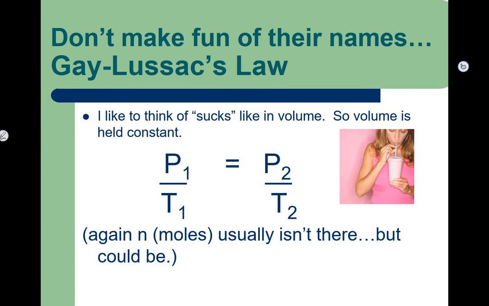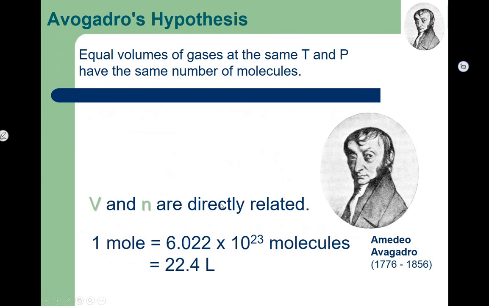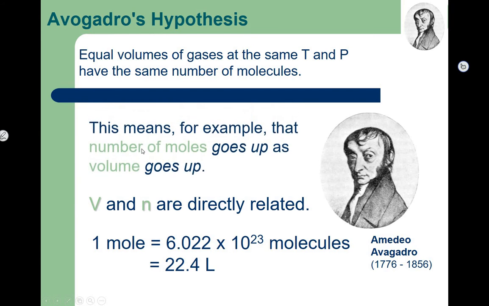Okay, so we're just getting a whole bunch of laws right now. The next law is Avogadro's, and I'm going to go quickly through these slides because Avogadro's law is at the end. But the main thing that you need to know here is basically the number of moles goes up, the volume goes up. Okay, and he found out that in 1 mole there's 6.022 times 10 to the 23rd molecules, which is equal to 22.4 liters.